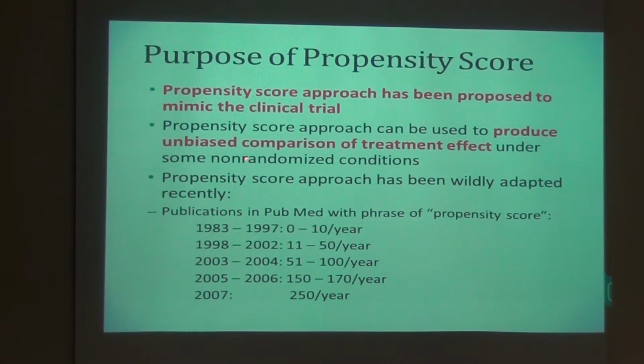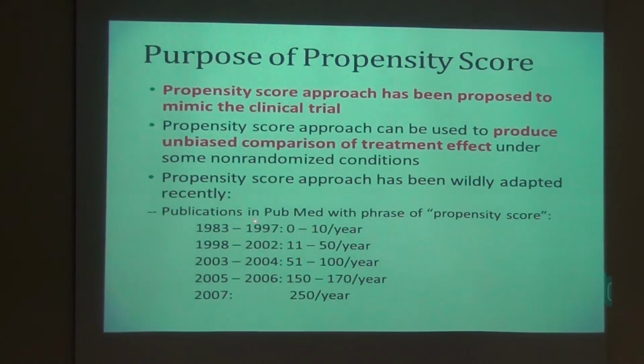The propensity score approach can be used to produce an unbiased comparison of treatment effect, so clearly the key, under some conditions. There are still some conditions. And the propensity score approach has been widely adopted recently. Here are some interesting statistics. It was proposed in 1984 by two statisticians from Harvard, Rosenbaum and Rubin.